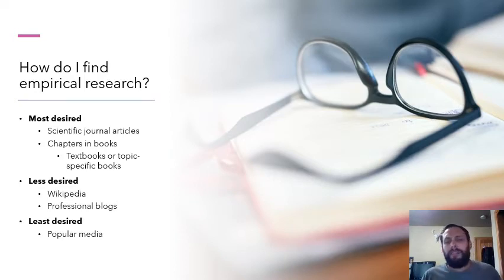Popular media is where we get things like, wine and chocolate can save your life. They're weight reducing, when really there was not very much evidence to support that, or they kind of flipped the journal article on its head and made it seem like it's really something more than it really is.